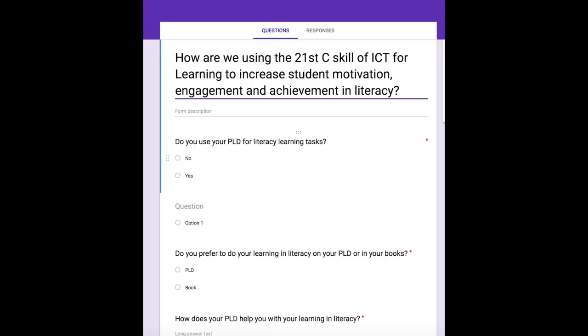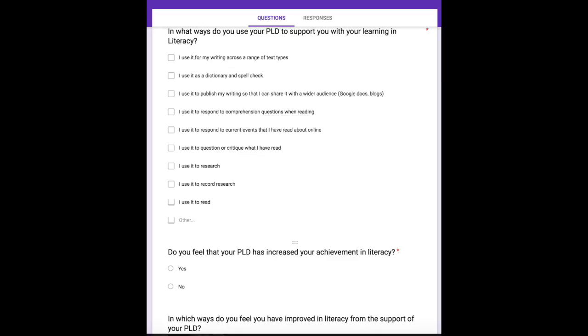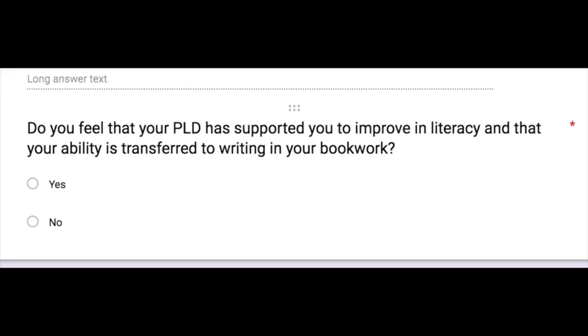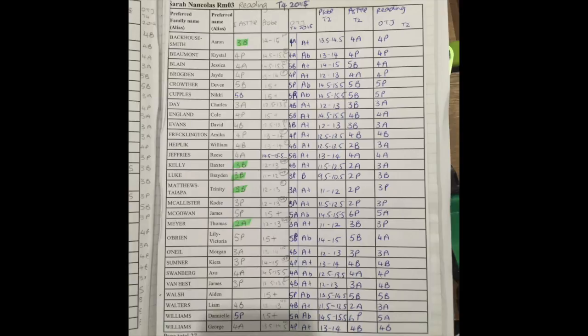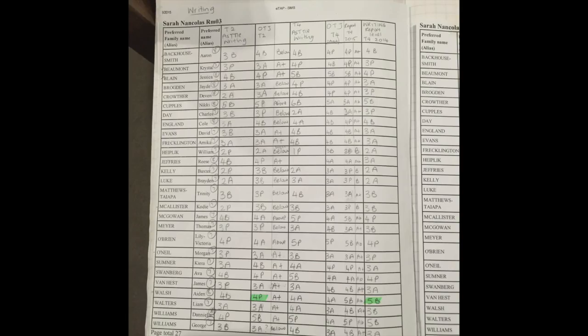I will then use a Google form to survey and collect my qualitative data and examine these students' motivation and engagement. In order to collect my quantitative data, I will use a range of standardized assessments in reading and writing which I can analyze to look at the rates of progress of individual students.